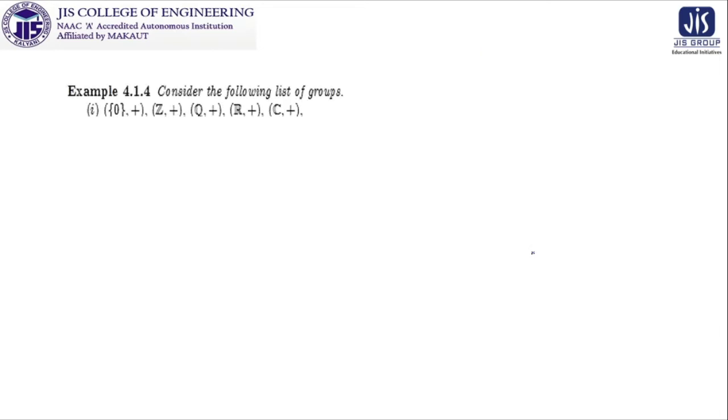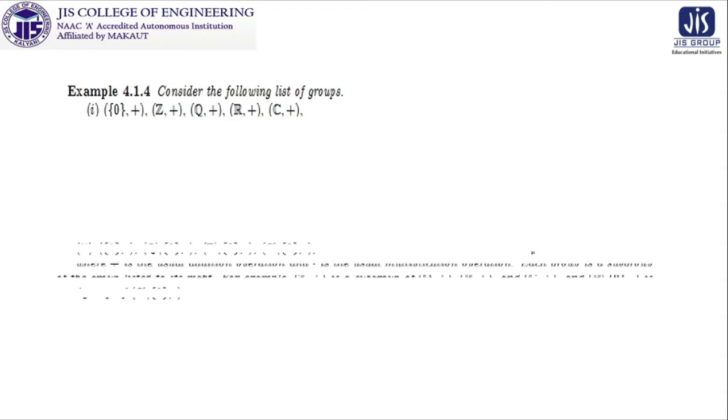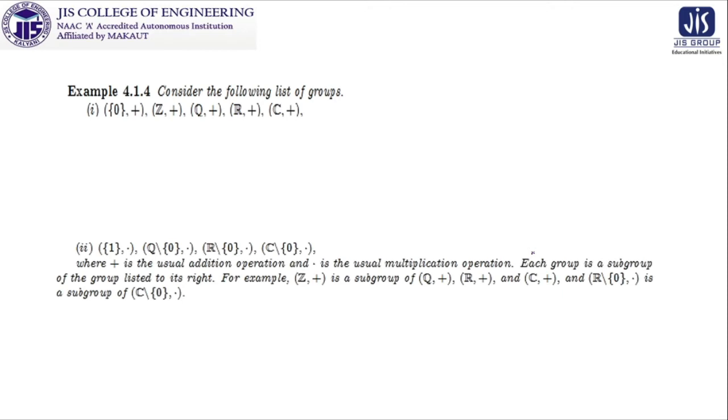So now proceeding further, another example: we are going to consider the following list of groups. The singleton element 0 with plus, Z plus, Q plus, R plus, C plus, and then 1 dot, Q minus 0 dot (otherwise it will not be a group), R minus 0 dot, C minus 0 dot, where plus is the usual addition operation and dot is the usual multiplication operation. Each group is a subgroup of the group listed to its right.